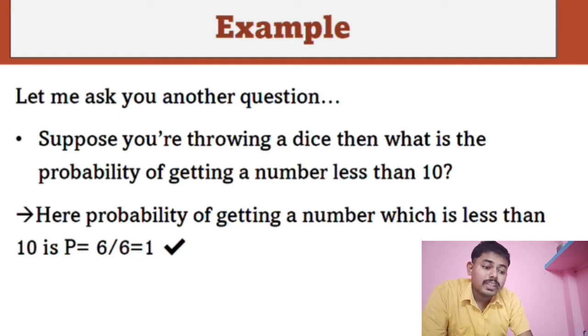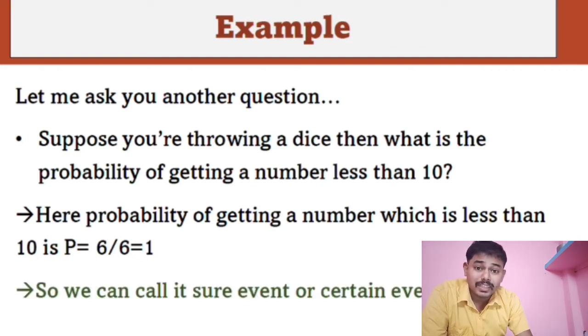So I can call this event a sure event or certain event. Why a certain event? Because this event is going to happen 100% sure.